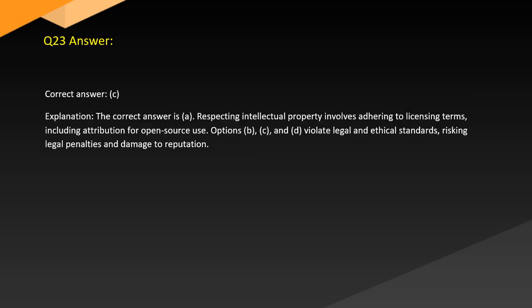Answer. Correct answer. C. Explanation. The correct answer is A. Respecting intellectual property involves adhering to licensing terms, including attribution for open source use. Options B, C, and D violate legal and ethical standards, risking legal penalties and damage to reputation.